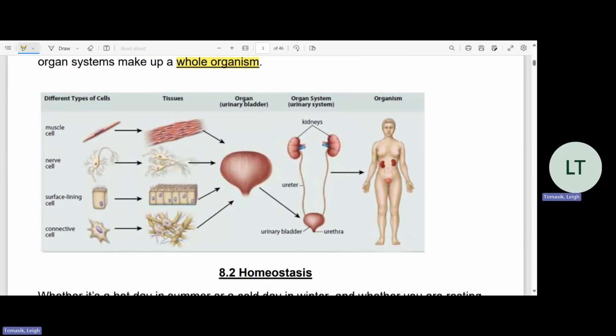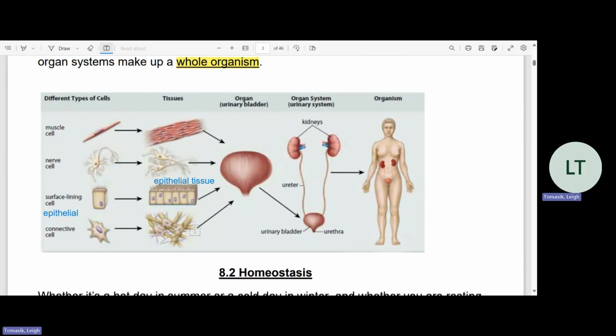So muscle cells make muscle tissue, nerve cells make nervous tissue, surface lining cells make epithelial tissue. If you take a lot more science, you'll probably know surface lining cells as epithelial cells. So this would be epithelial tissue, right? And that's just tissue that lines your body. And then you have connective cells and connective tissue.